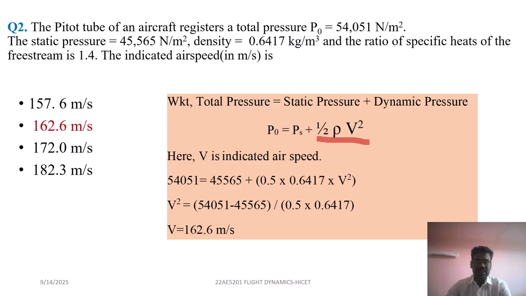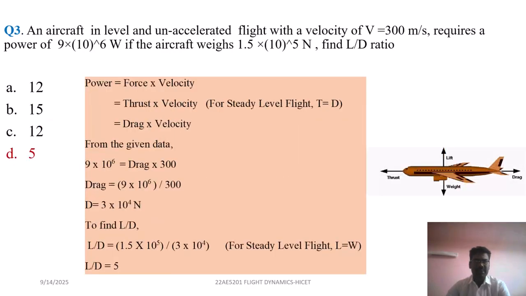So P naught is 54051, PS is 45565, then half, 0.5, rho value given 0.6417, into V square. Here we have to find the V square value. So the final value is V equal to 162.6 meter per second. So the second option is the answer for this problem. We have to remember the basic formula, P naught is equal to PS plus half rho V square, to solve this problem. So this is the simple one. Then we can move to the next problem.